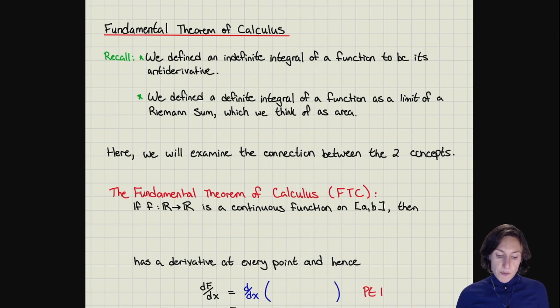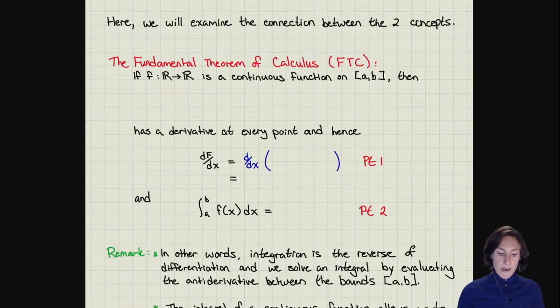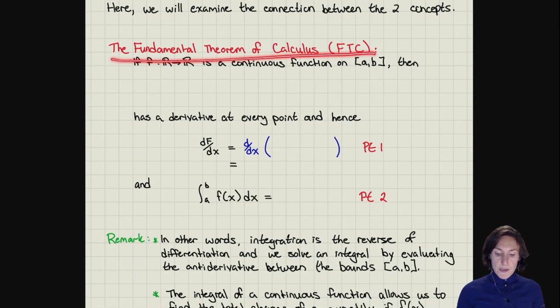So recall from last week that we defined an indefinite integral of a function to be its antiderivative. And then we defined a definite integral of a function to be a limit with respect to the Riemann sum. And we thought about this as being area underneath the curve, in particular from the curve underneath the x-axis or vice versa. And here we're going to examine these two concepts together using the fundamental theorem of calculus.